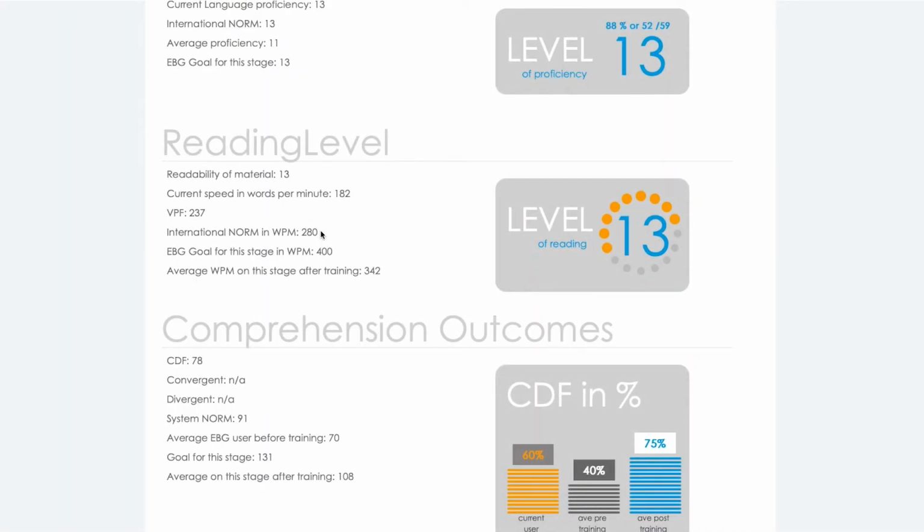So that's good news, don't worry too much. This student read 182 words per minute. The norm internationally is 280, which is 100 words per minute faster. And then we indicate there the visual processing factor, or VPF, which is important for us because we are weighing not only the reading speed, but we are also weighing the difficulty level of the material. So the VPF combines those two outcomes for us. The EBG goal for the stage is 400 words per minute, and you will see there, as I said earlier, the average words per minute on this stage after training is 342, which is beyond the norm that is expected.